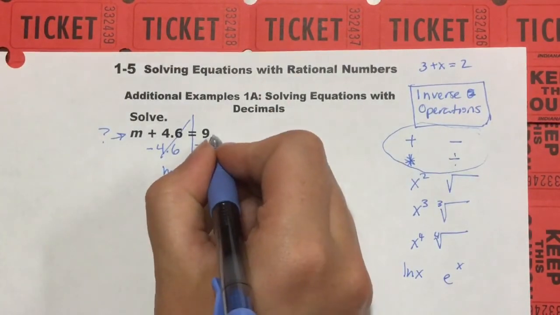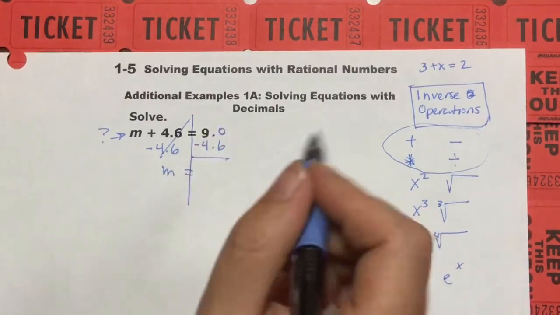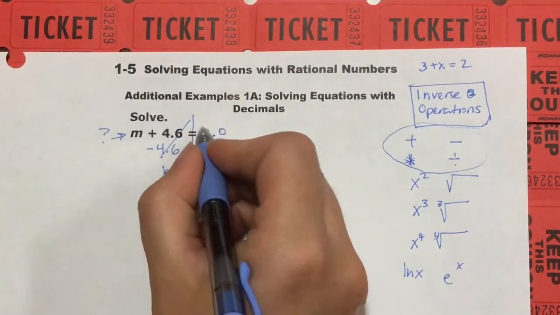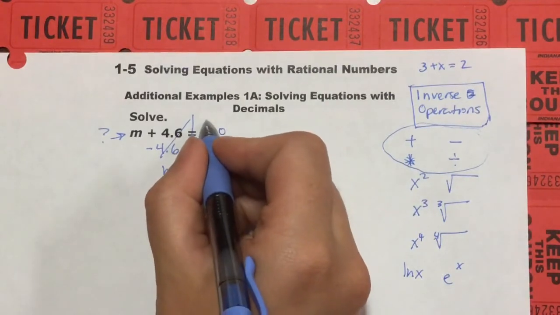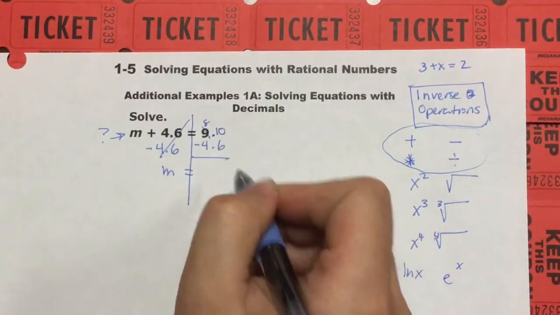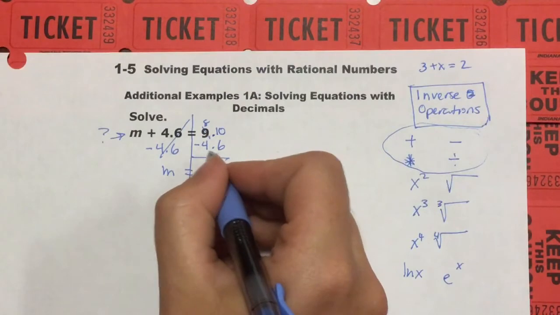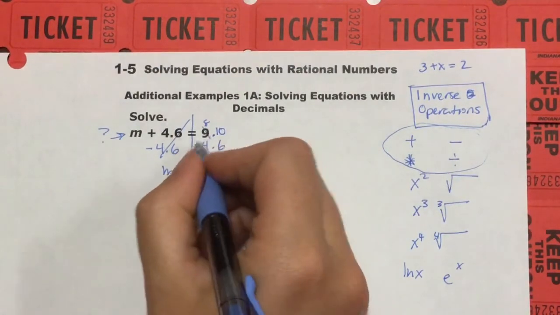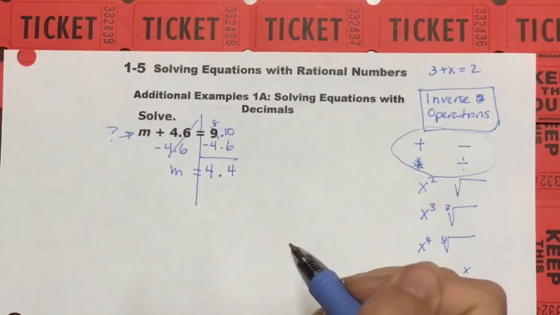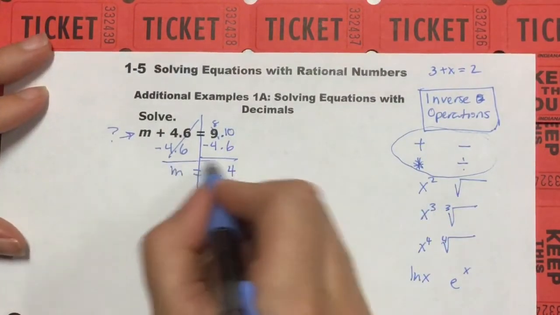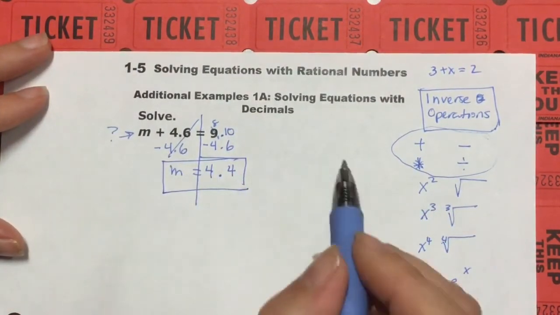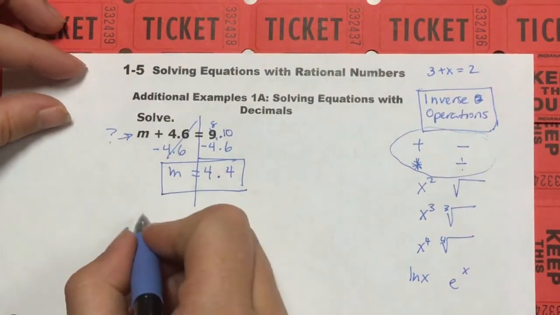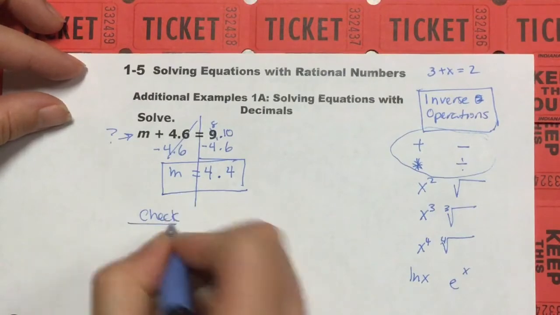9 minus 4.6. I'm going to have to add a 0 there, and the 0 is not big enough, so I'm going to have to borrow the 1 from this 9 and make that an 8. And I get 10 minus 6, which is 4, and 8 minus 4, which is 4. So there we go. That is the answer that we have. m equals 4.4.